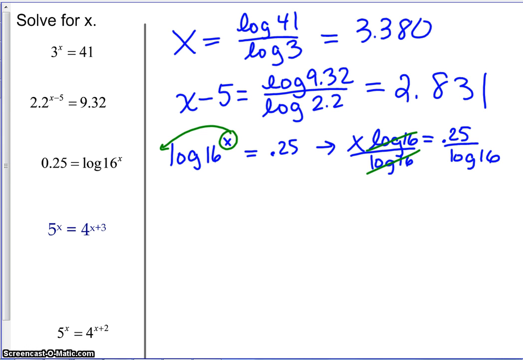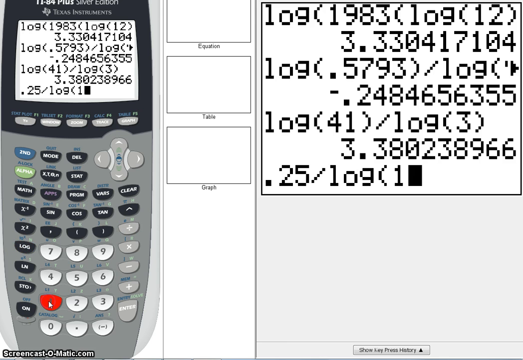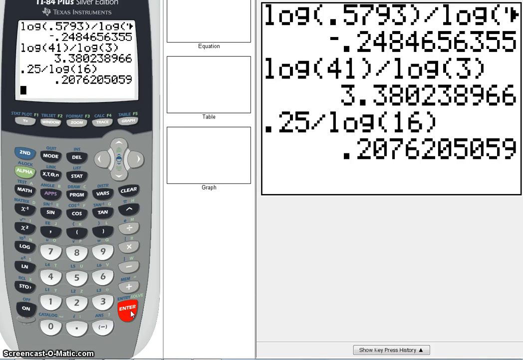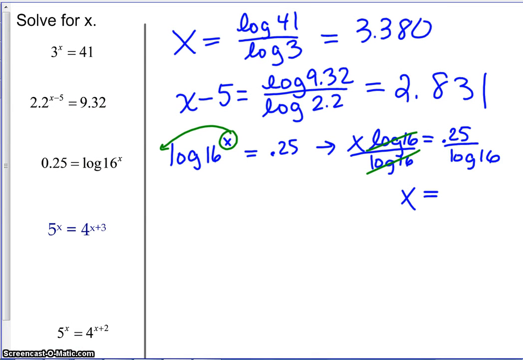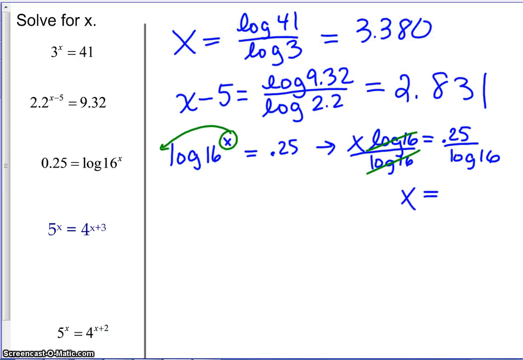This reduces down, and so our x equals 0.25 divided by log of, was it 16? Gosh, I hope I'm right, 16. All right, and so when I go back and look at that, I gotta look at what it is again. 0.208 would be my answer.